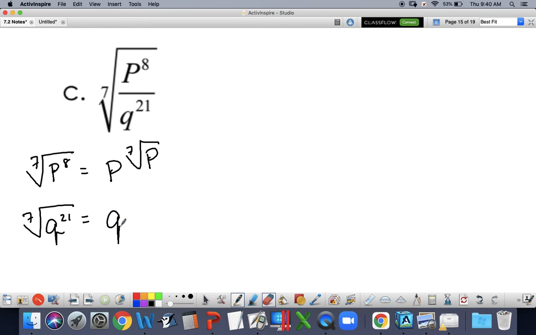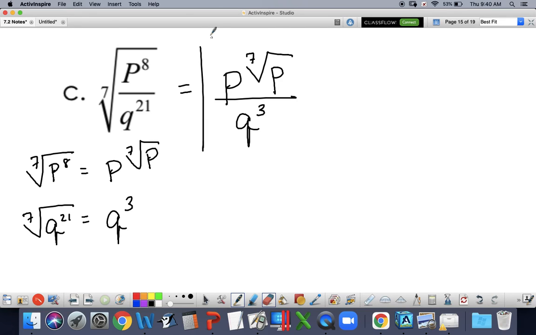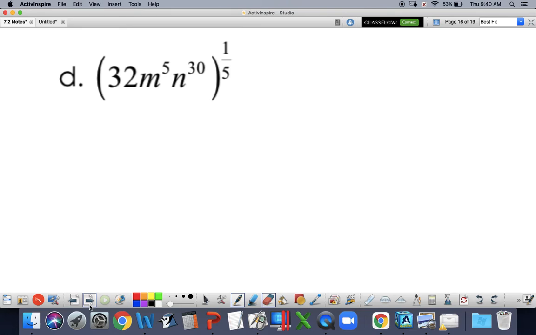Here, I just get q cubed. I come back to my original problem, whatever started in the numerator, my p is the one that started in the numerator, and my q's were in the denominator. Final answer cannot be simplified more than that. We have 3 more examples to do, so let's go ahead and move on.